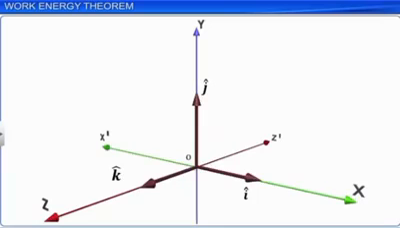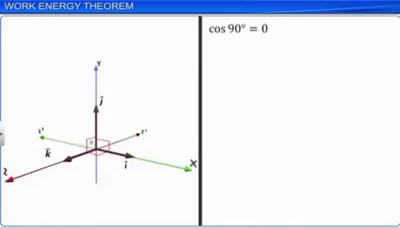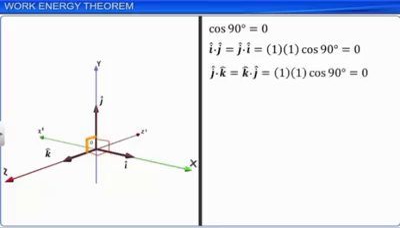The angle between any two mutually perpendicular directions, that is, between i and j, or j and k, or k and i, is 90 degrees. And cos 90 degrees is 0. So, i dot j is equal to 0, j dot k is equal to 0, and k dot i is equal to 0.